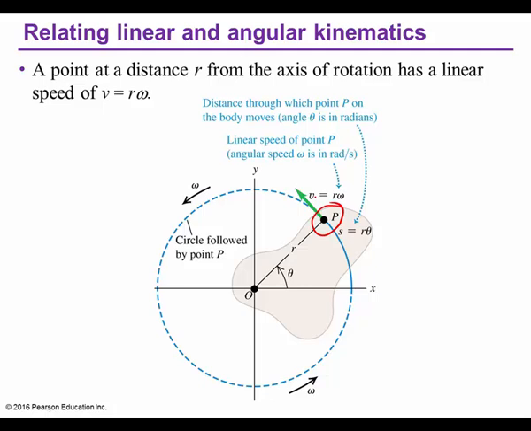If the speed is constant, we still have centripetal, I'm getting a little ahead of myself. We still have centripetal acceleration, radial acceleration, even with constant speed. And the reason being why is because what's changing? Direction.